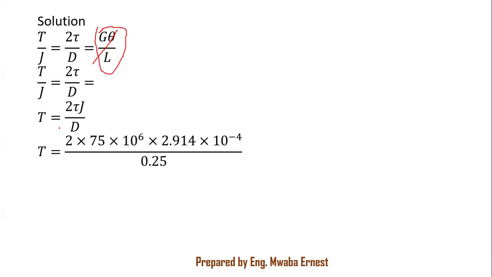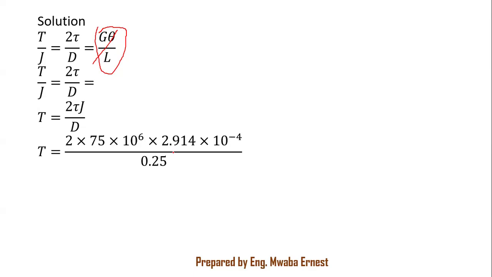Our 2 times the shear stress, which is 75 times 10 power 6. J is the one we just finished finding. This is our polar moment of inertia, 2.914 times 10 raised to power negative 4. What about the diameter? The diameter is 0.25. This one, we use the outer diameter. Let me say this again. We always use the outer diameter in this case.